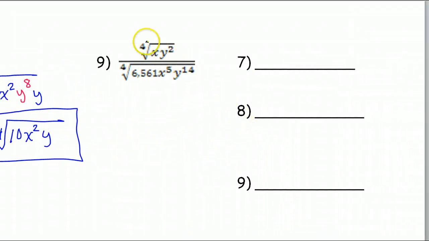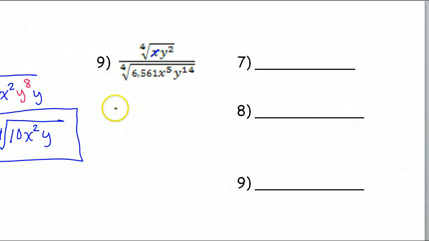Alright, let's take a look at number 9. Well, notice that both of these are fourth roots. Since they're both fourth roots, I can divide anything that will divide. There's no number in front of the x, so I'll move on to the x. The x's will cancel. This x in the top is going to cancel out one of these x's.